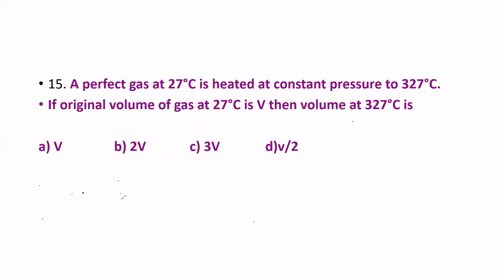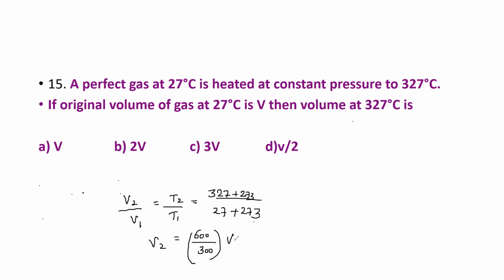See here, V2 divided by V1 is equal to T2 divided by T1. T2 is 327 plus 273, divided by 27 plus 273. Therefore V2 is equal to 600 divided by 300 into V1. These two zeros get cancelled. 3 ones are 3, 3 twos are 6, that is nothing but 2 into V. 2V. Option B is the right option here. 2V is the answer.